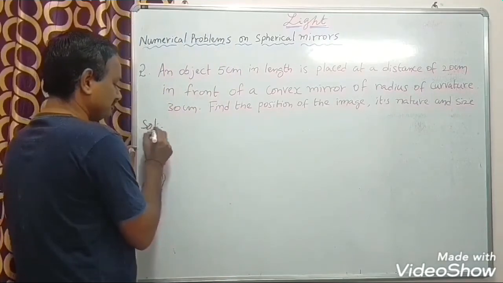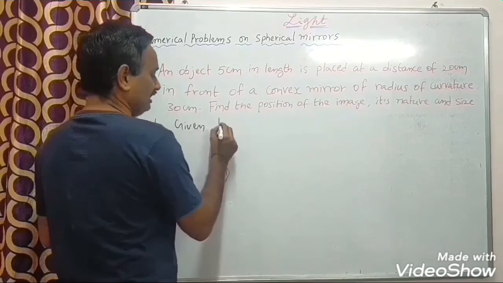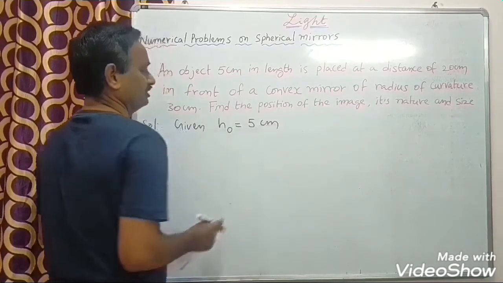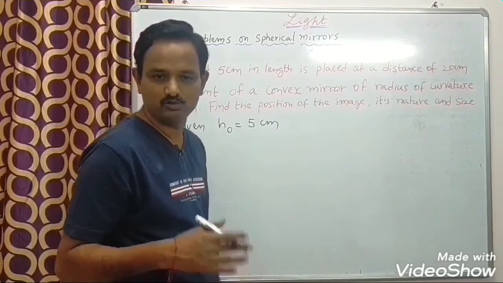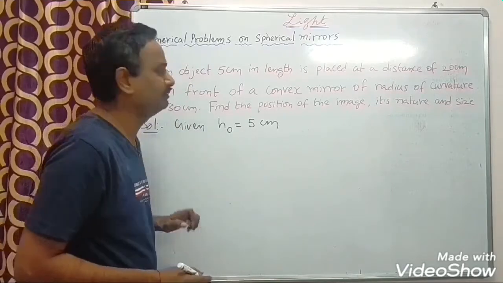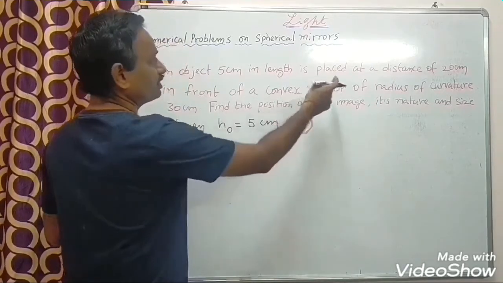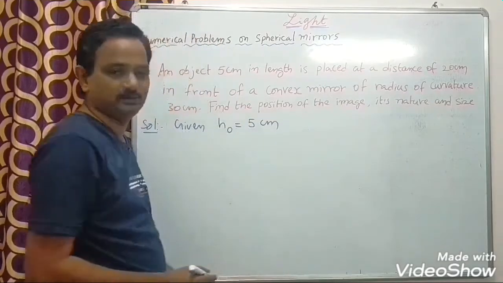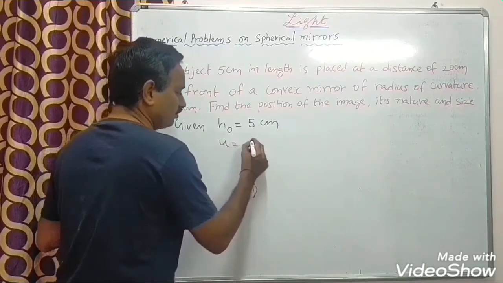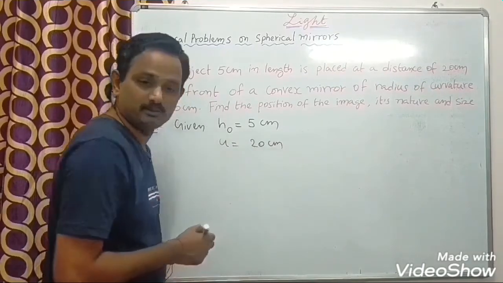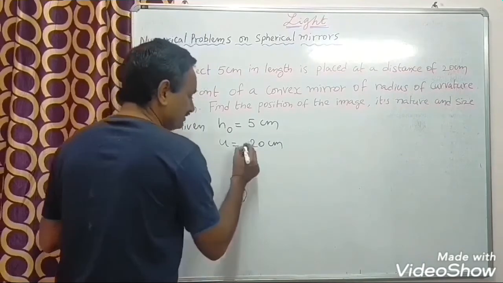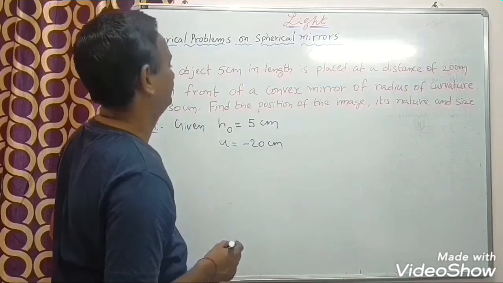Given, height of the object is equal to 5 centimeter. Height of the object is always positive, as we discussed in the previous problem also. Next, placed at a distance of 20 centimeter, that means object distance u equal to 20 centimeter. Plus 20 or minus 20? Minus 20, because it is in front of the mirror. So minus 20 centimeter.